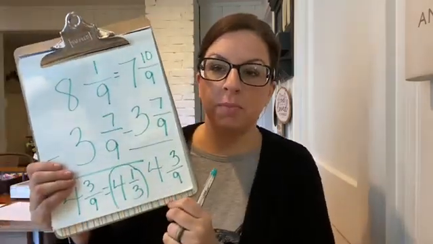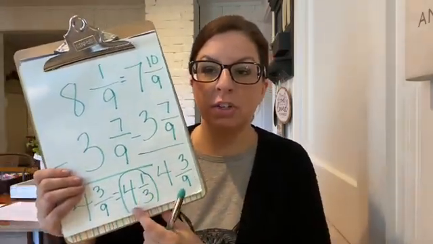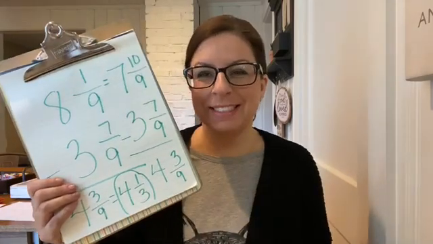Can I do anything to the 3 9ths to make it smaller? I sure can. I can divide the top and the bottom both by 3 in order to reduce it. So 4 and 3 9ths equals 4 and 1/3. Okay, because 3 9ths reduced in its simplest form becomes 1/3. So the answer is 4 and 1/3. All right. Okay, so you are going to do 473 for your homework.